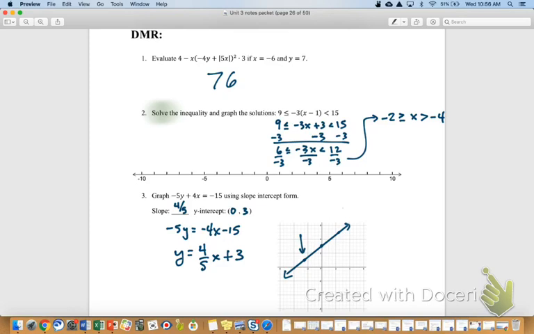The first one is -4. It's an open circle. The other one is -2. It'll be a filled in circle. I'd connect between the 2.